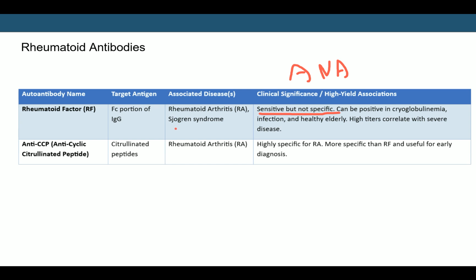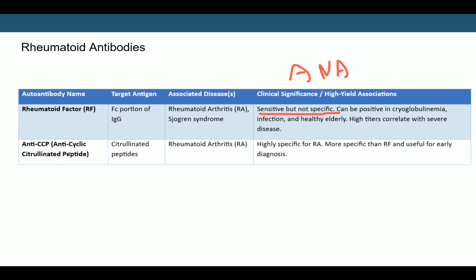And we said Sjogren's syndrome is also associated with anti-Ro and anti-La, SSA and SSB. It can be positive also in cryoglobulinemia, infections, and healthy elderly. So if you see an 80 year old male or female with a positive rheumatoid factor, it could be normal. If someone has an infection with rheumatoid factor positive, it could be normal. If you see cryoglobulinemia with rheumatoid factor, that could be a false positive. So it's sensitive but not specific, and higher titers correlate with a more severe disease course.